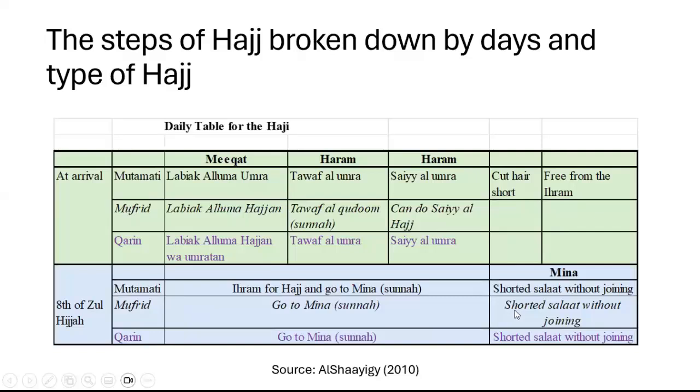And all of them, the Mutamatti, the Mufrid, and the Qarin, will pray the Salah in Mina at their time, shortened without joining. Zuhr 2, and then finish. Asr at its time, 2, and then finish. Maghrib, 3, finish. Isha, 2, and finish. So you shorten the 4 rakah to 2 rakah without joining them. All of them will do that. That's for the 8th of Zulhijjah.